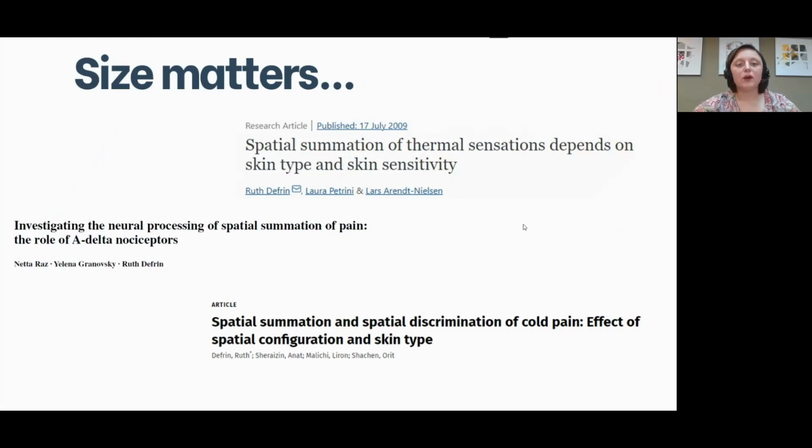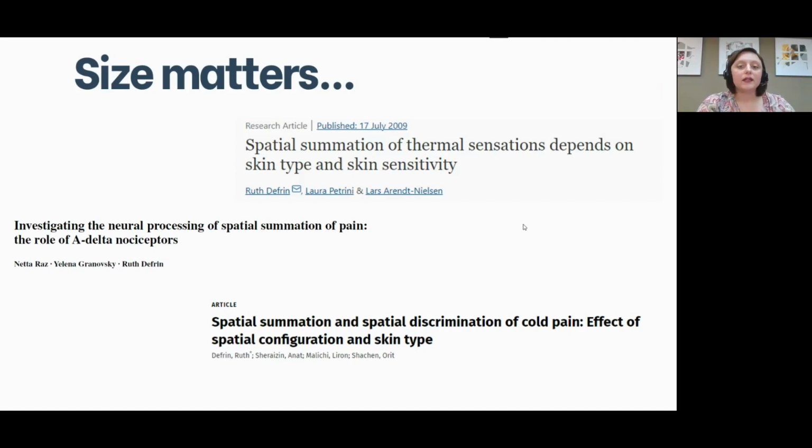So let's talk a little bit about the large and continuous stimulation area. Size matters in this case. There is a phenomenon called spatial summation, widely researched by Ruth Dufresne and colleagues, and these are just 3 examples of what they showed. So they tested how the surface of the stimulation influences the perception of heat and of cold and of sensory stimuli.